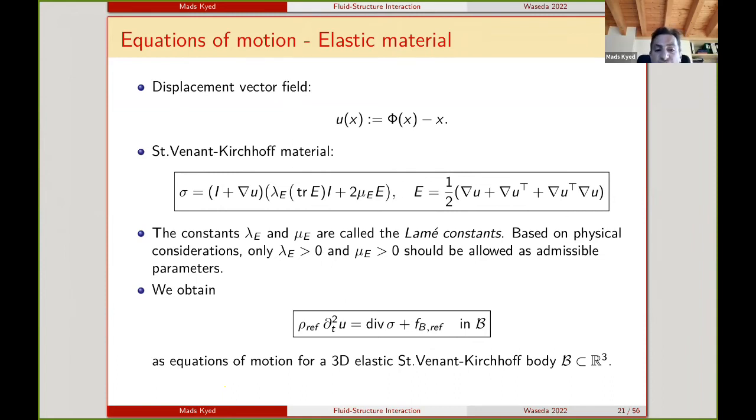Okay, so well, now we have an expression for our first Piola-Kirchhoff stress tensor. So conservation of linear momentum can be written now fully in terms of the unknown displacement vector field U, and we have hereby obtained the equation of motion for a 3D elastic St. Venant-Kirchhoff body B. Okay.